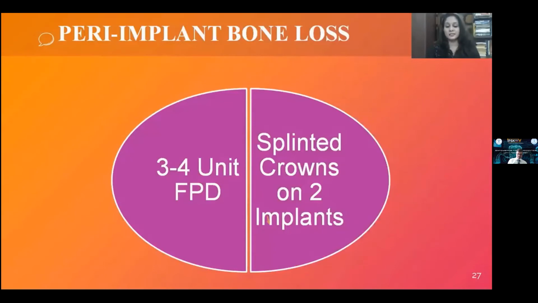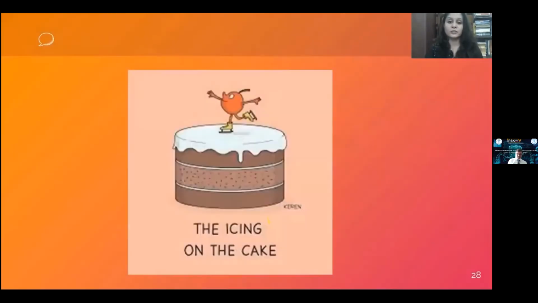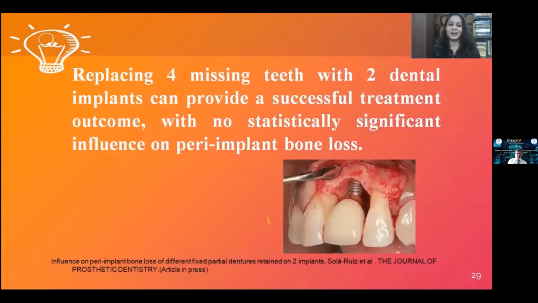This is another interesting study in which they have studied 3 to 4 unit FPDs supported by 2 implants and 2 splinted crowns supported by 2 implants. They studied the peri-implant bone loss, and it seems to be like the icing on the cake, because replacing 4 missing teeth with 2 dental implants can provide a successful treatment outcome with no statistically significant influence on peri-implant bone loss. And it becomes more relevant as it is published in a very recent article in the Journal of Prosthetic Dentistry.